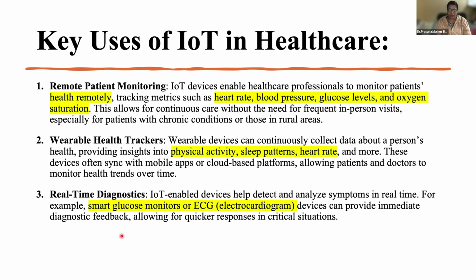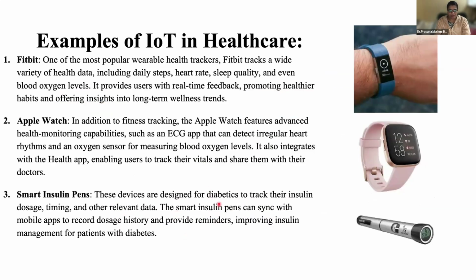Next comes real-time diagnostics, where your ECG, which everyone knows is related to the cardiogram, your pulse rate and heart rate. This is automatically connected through real-time diagnostics, and even your glucose monitors, as I told you before. So these are some of the examples we have seen. You can see the smart insulin pens: when you just trigger it to check the blood sugar level, it is automatically updated in your mobile application.